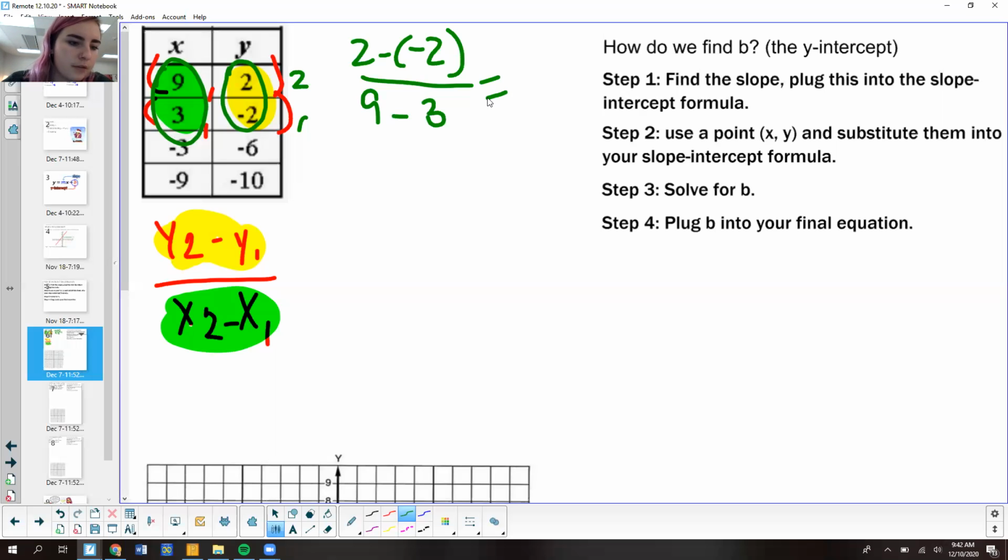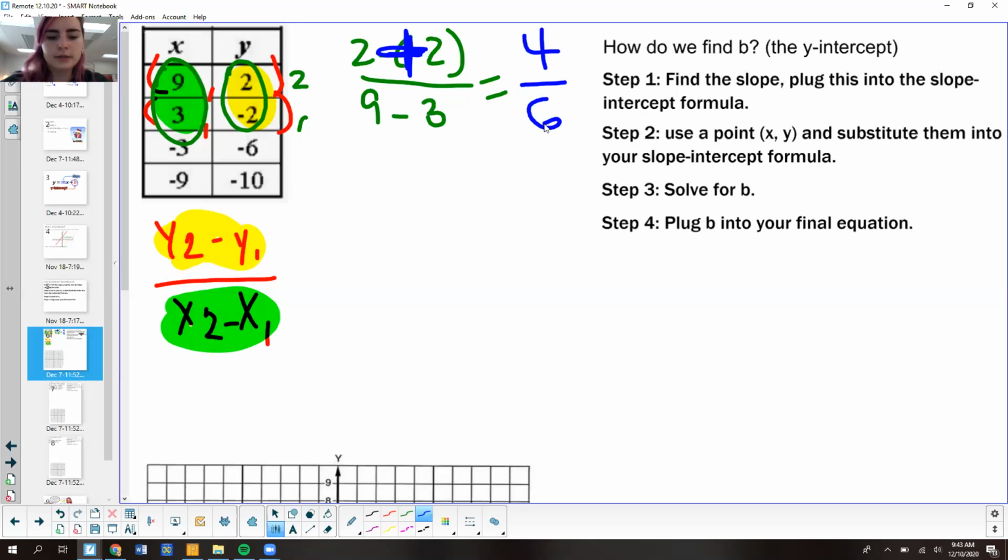So it looks like we've got 4/6 is what people are saying. Well, let's go ahead and look at this. We've got 2 minus a negative 2. If you type in 2 minus a negative 2 in your calculator, you're going to get the same thing as 2 plus 2. Remember, we can make that a plus sign when we subtract a negative. So 2 plus 2 gives us 4. And then 9 minus 3 gives us 6. So those of you who said 4/6, awesome job.